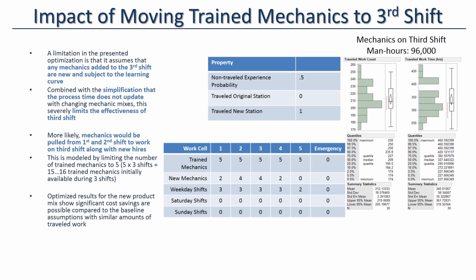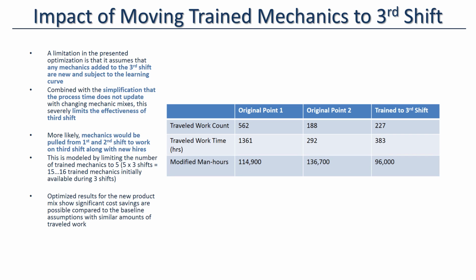So we're at about 96,000 man hours, with reasonable traveled work count and costs. What has been done here is we've eliminated the need for the weekend shift, so we don't pay that time and a half, but still get a lot of benefit from our 3rd shift. Additionally, we see that our trained non-traveled experience probability is only 0.5, so we're taking a mixture of new and trained workers to find this optimum case. Compared to the other 2 points presented previously, we have a little bit more traveled work for this new point, but significant cost savings as opposed to the original one.